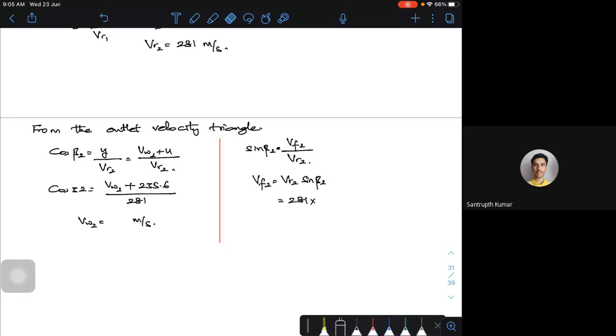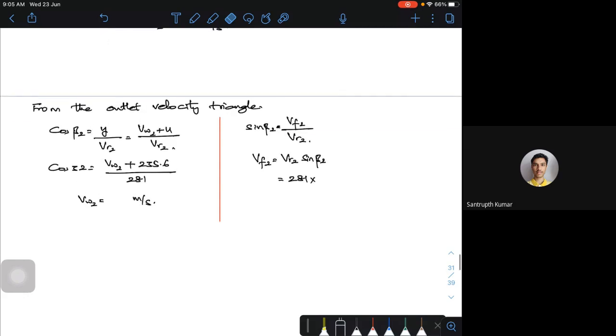281. So 2.7, yes. I think I pressed 381. Okay, so VR2 is equal to 281 into sine 32. So just tell this number.